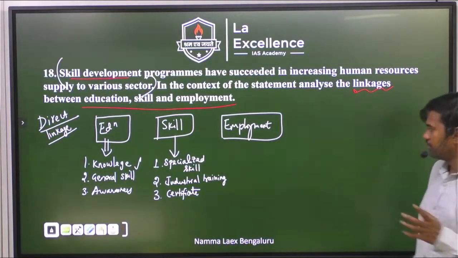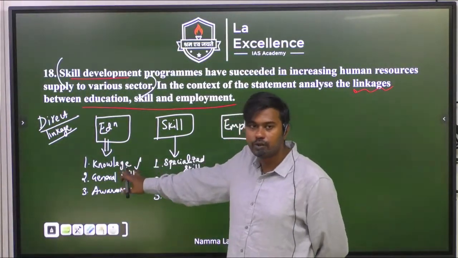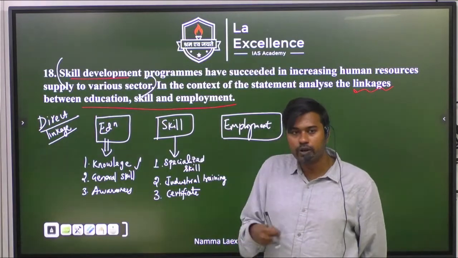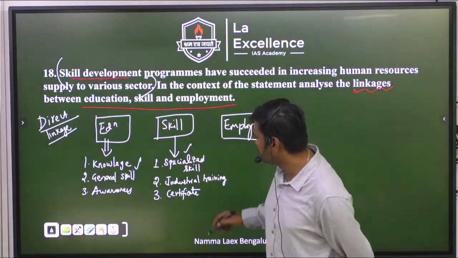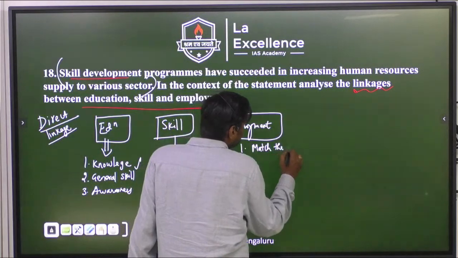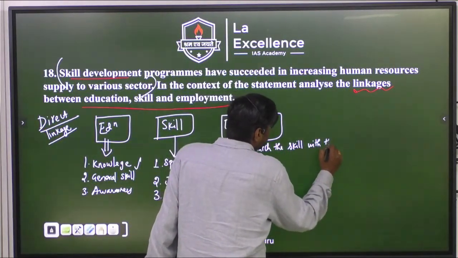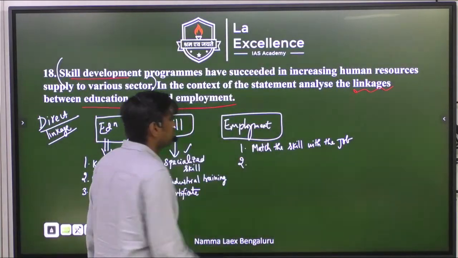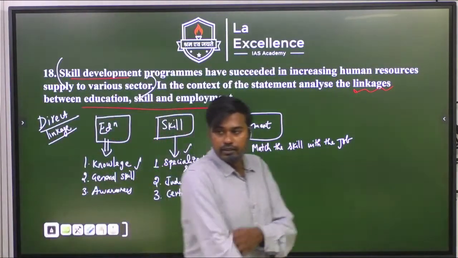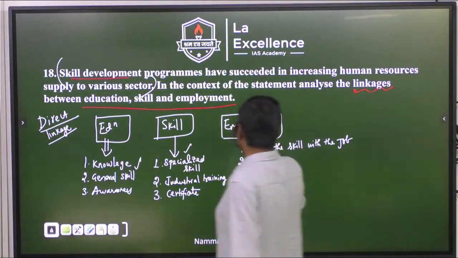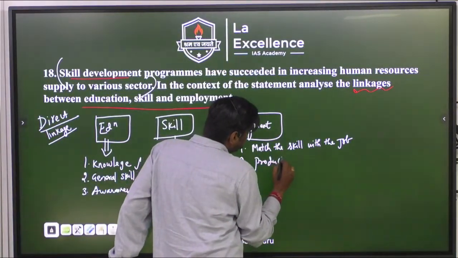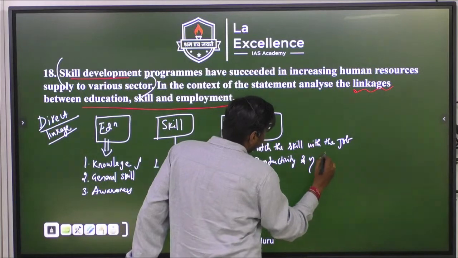How do you get employment? Go with it one by one. First you get good knowledge through education, you get a general skill, and your awareness improves. Now you are going for improving your skills further through specialized skill and industrial training. After that, when you go for employment, you try to match the skill with the job. After matching the skill, you will be employed. After going with a skill, your productivity and efficiency will improve. Your productivity and efficiency will increase.